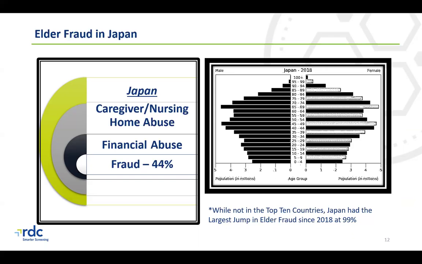Again, like neglect, one would think that nursing home abuse would fall under crimes of passion rather than a financial abuse. However, in Japan, we found that 44% of fraud was directly related to caregiver and nursing home abuse, proving it to be a form of financial exploitation.